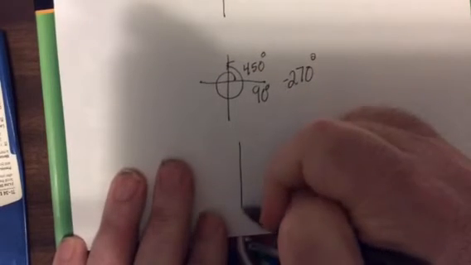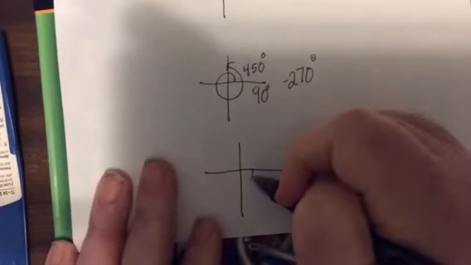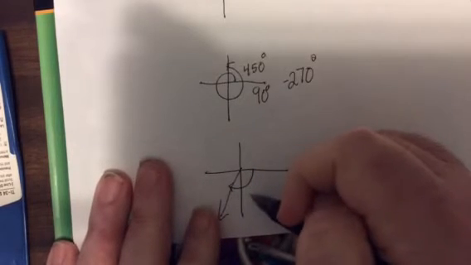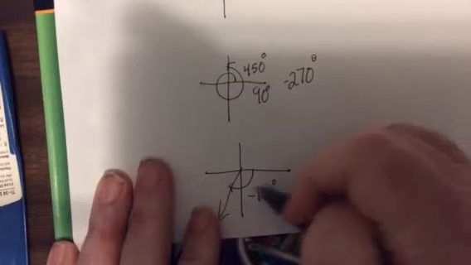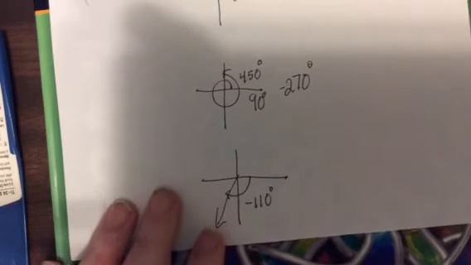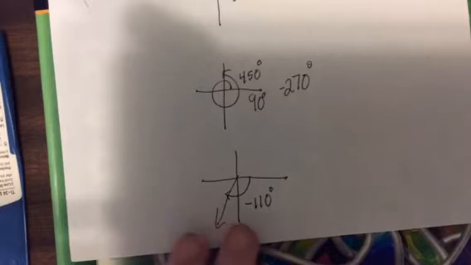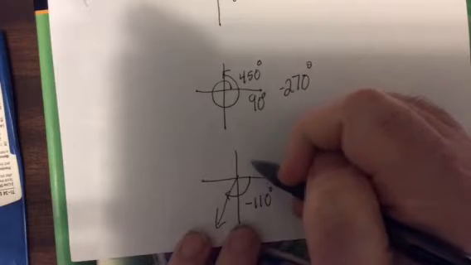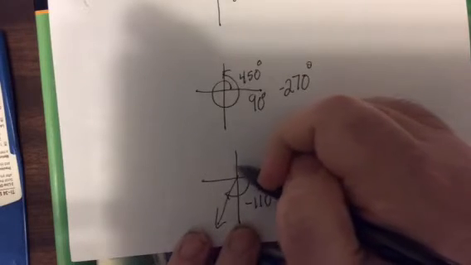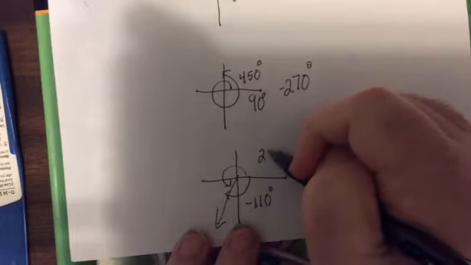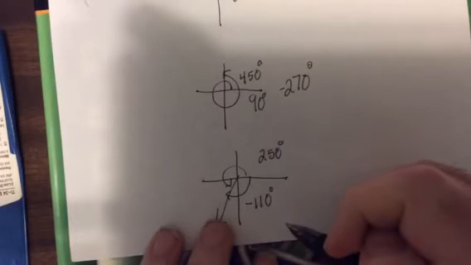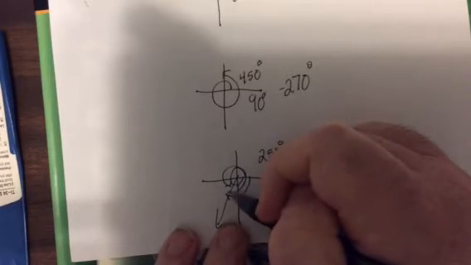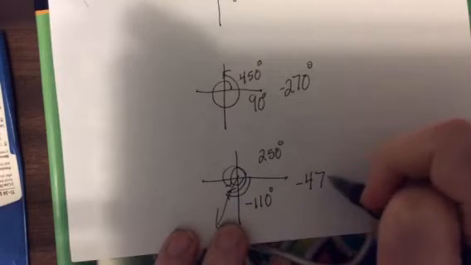So if I have, let's say, a negative 110 degrees. Well, you could say, well, 360 is a full circle. So we're 250 degrees to get to here. Then the negative, we go negative 360 and then a negative 110, so it'd be negative 470.